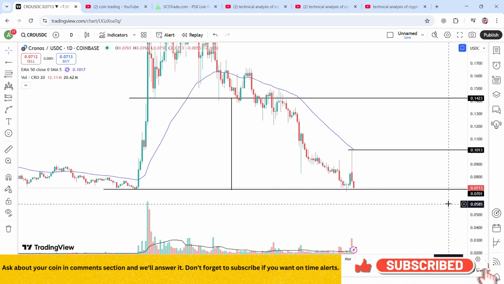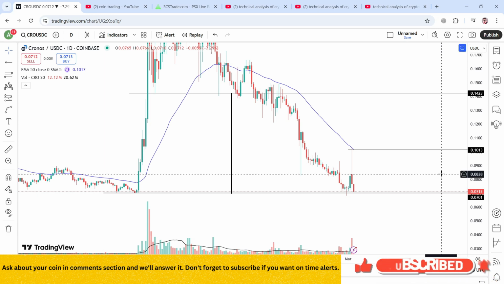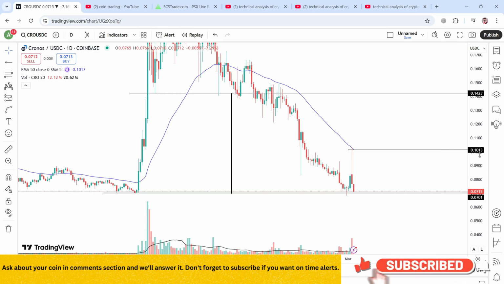First strategy is sell on strength, and that strength level is 0.1013. If you guys have bought this coin at higher rates and you want to exit from this coin, it might give you a chance to exit from it, and that exit point is also 0.1013.